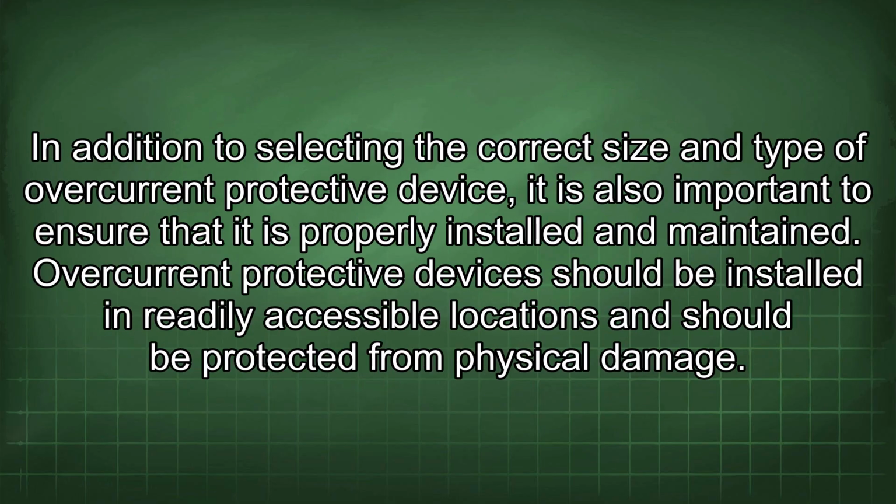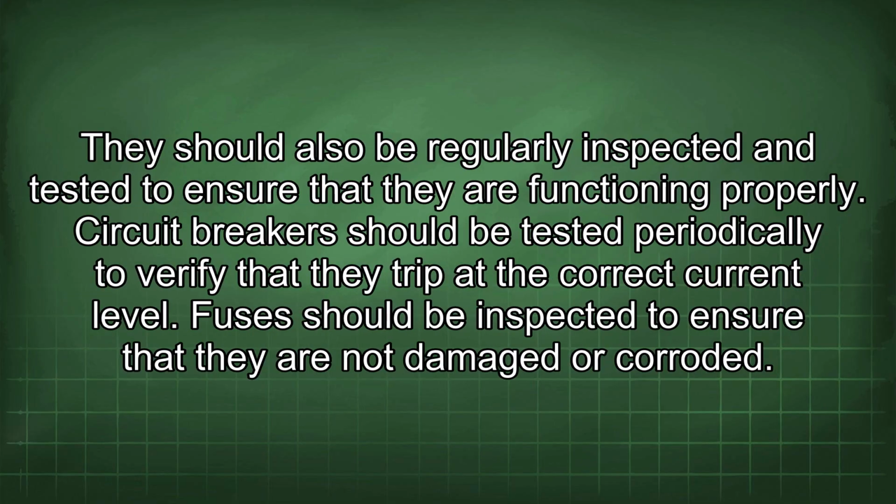In addition to selecting the correct size and type of overcurrent protective device, it is also important to ensure that it is properly installed and maintained. Overcurrent protective devices should be installed in readily accessible locations and should be protected from physical damage. They should also be regularly inspected and tested to ensure that they are functioning properly. Circuit breakers should be tested periodically to verify that they trip at the correct current level. Fuses should be inspected to ensure that they are not damaged or corroded.